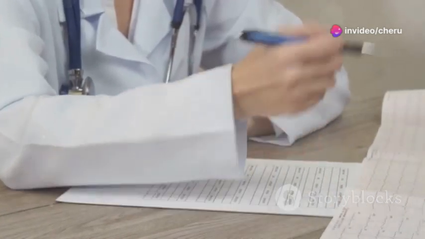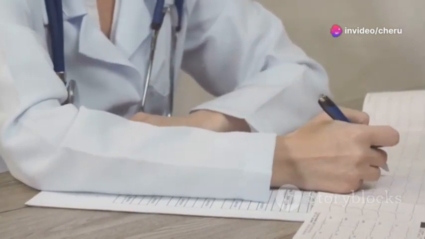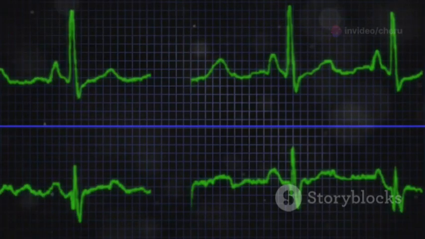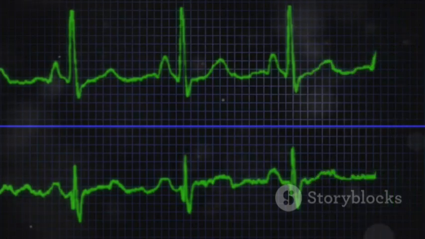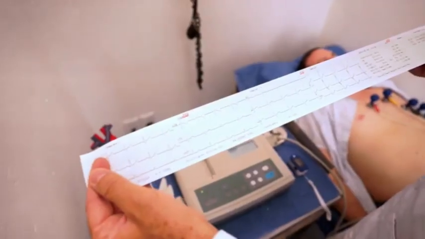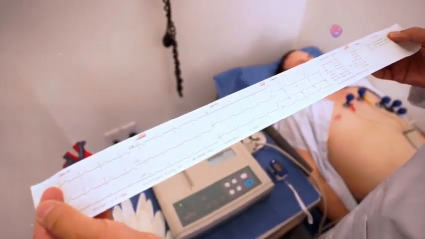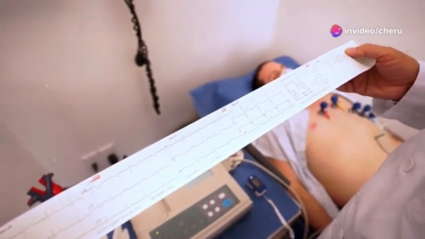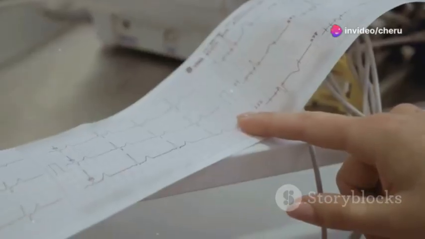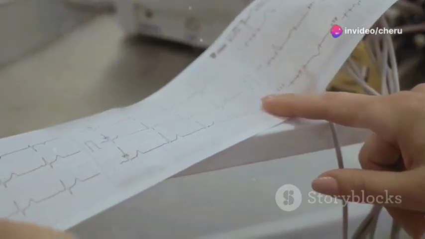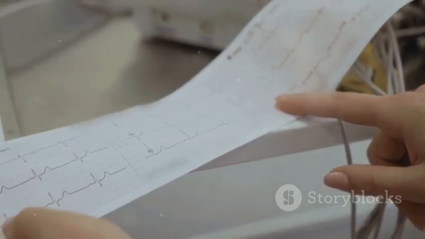Interestingly, these beats may conduct retrogradely into the atria. This means that the electrical impulse can travel backward from the AV node up into the atria. However, the QRS complex often masks any retrograde P wave, making it challenging to detect. This retrograde conduction can sometimes be seen on an EKG, but it's not always evident.